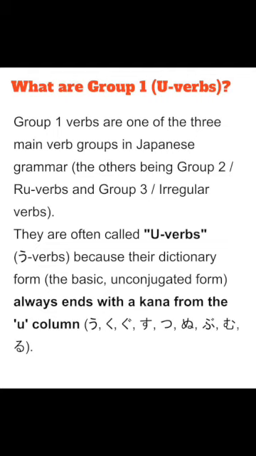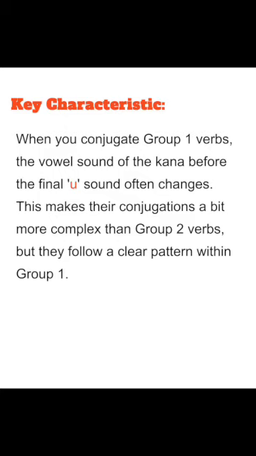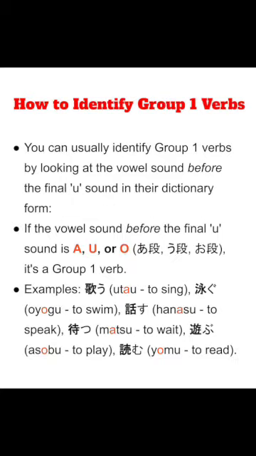U, ku, gu, su, tsu, nu, bu, mu, ru. Key characteristic: when you conjugate Group 1 verbs, the vowel sound of the kana before the final u sound often changes. This makes their conjugations a bit more complex than Group 2 verbs, but they follow a clear pattern within Group 1.